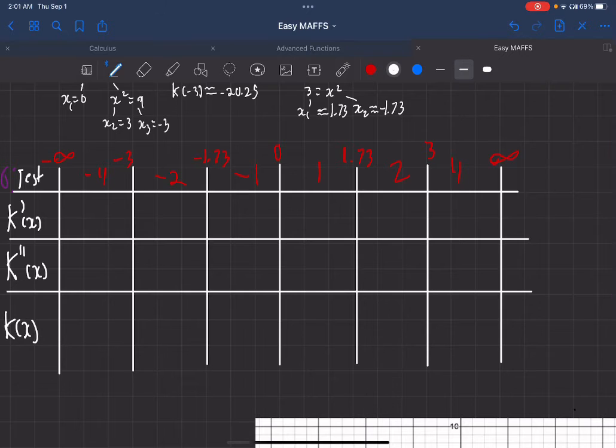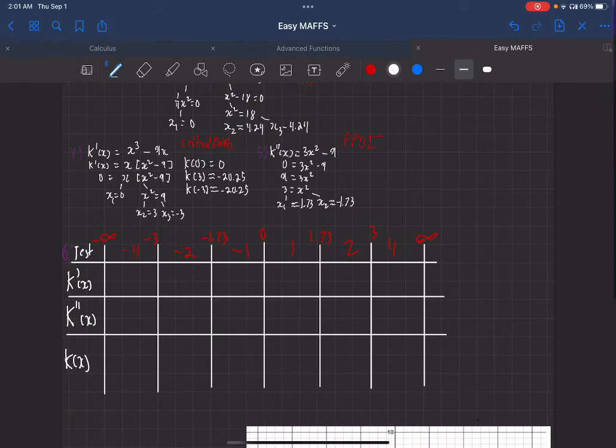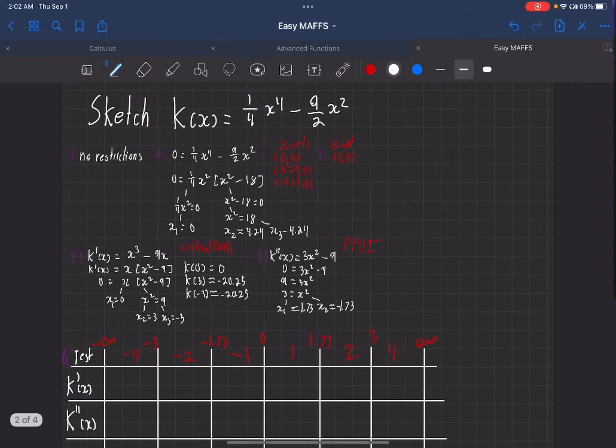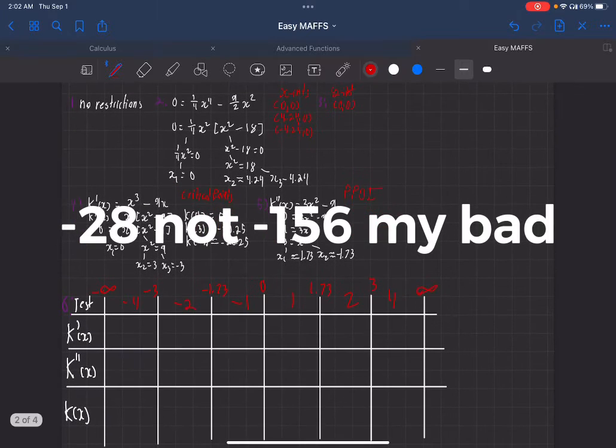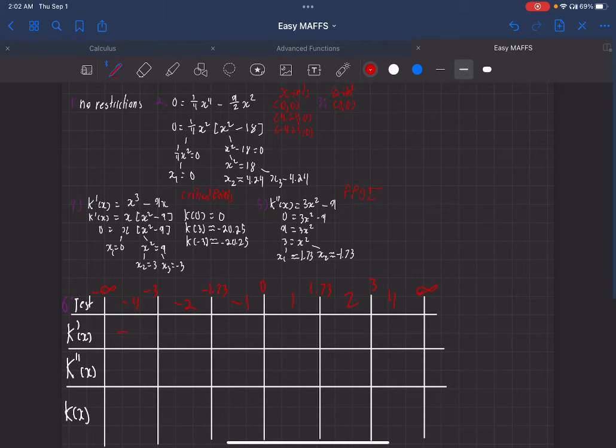Okay, so from negative infinity to -3, let's plug that point of -4 into our first derivative. So here's our first derivative, and if we plug that point in, we should get, let me just put that in real quick. So 3 times -4 to the power of 3. Remember to put it in brackets. Minus 9 times -4. And I get -156. Remember, we don't care about the value. We only care about the sign. So let's write a negative.